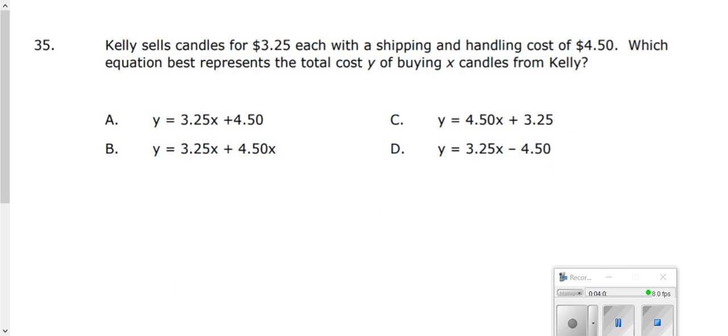Number 35, Kelly sells candles for $3.25 each with a shipping and handling cost of $4.50. Which equation best represents the total cost Y of buying X candles from Kelly? Okay, so Y is my total cost, calculated by $3.25 each. So X is my candles. So $3.25 for each candle. So I would multiply $3.25 by the number of candles, plus a shipping and handling cost that we pay one time. So I need to add on $4.50. So my answer is A.